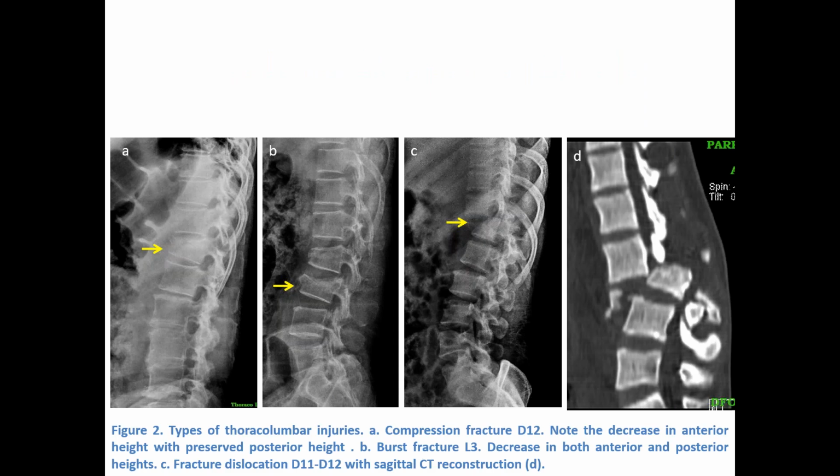So these are examples of a few fractures. First slide A shows a compression fracture where only the superior end plate is broken, and the last, D, shows the dislocation of D11 over D12 with sagittal CT reconstruction.